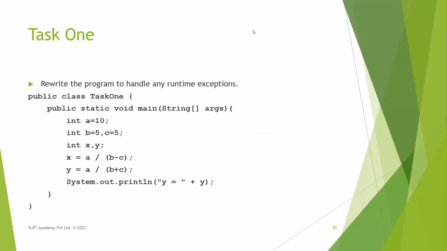Okay, now let's do an activity together. This is actually a sample question that we can ask you in the final exam. There's a program given like this. What you need to do is rewrite the program, put in try and catch blocks, identify what the error type is, and try to print it.